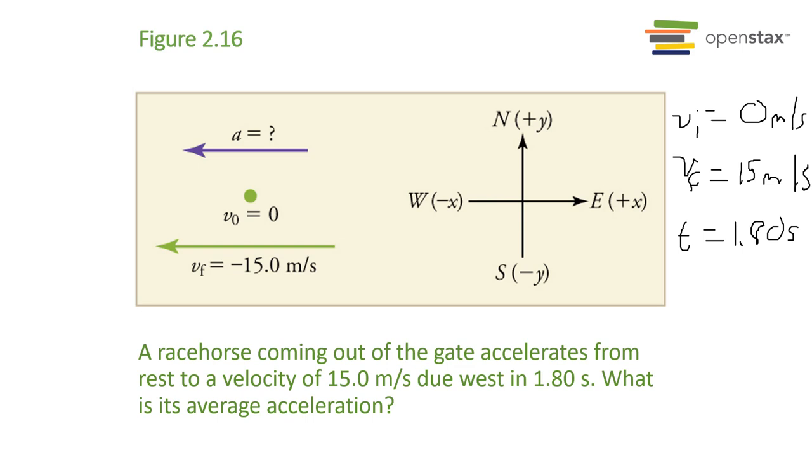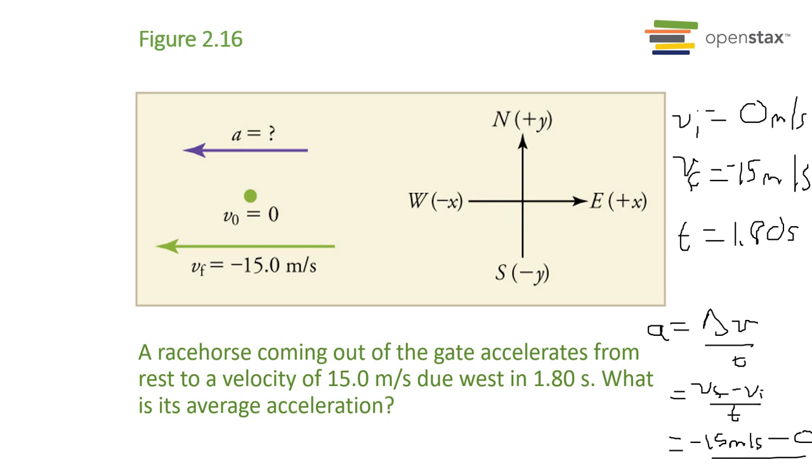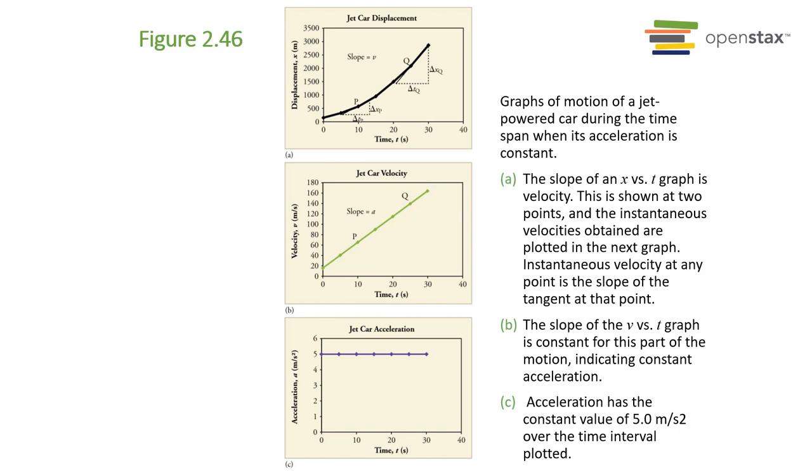Well, sign convention is an issue, which means really our final velocity is negative 15 meters per second because he is going west. So when we solve for acceleration, it is change in velocity over time. Change in velocity is velocity final minus velocity initial, over time. And we put in our negative 15 meters per second minus 0 over the time frame of 1.80 seconds, which gives us units of meters per second squared.